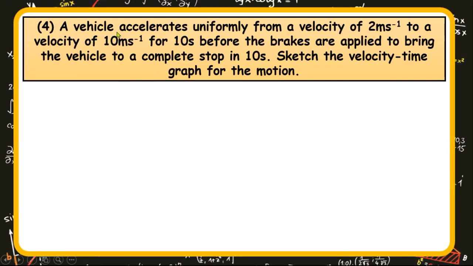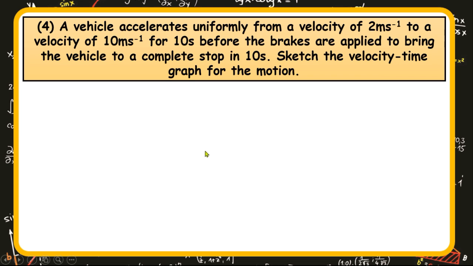A vehicle accelerates uniformly from a velocity of 2 meters per second to a velocity of 10 meters per second for 10 seconds, before the brakes are applied to bring the vehicle to a complete stop in 10 seconds. Sketch the velocity time graph for the motion. I urge you to pause the video, sketch it, then you follow to see whether you're able to do it.